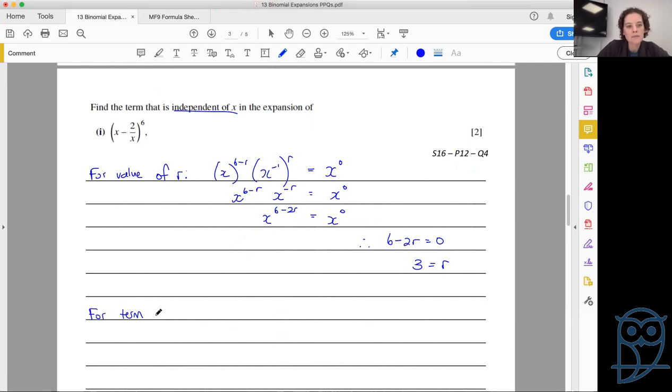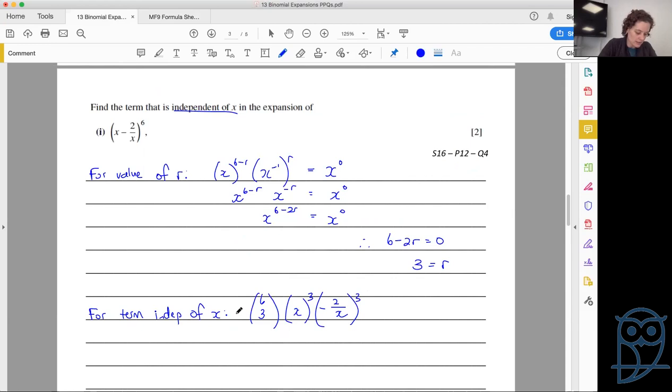For the term independent of x, now we're using nCr a to the n minus r, b to the r. So n is 6, r is 3, so 6C3, x to the 3, 6 minus 3 is 3, times minus 2 over x to the 3. Watch your signs so carefully when you're doing these questions.